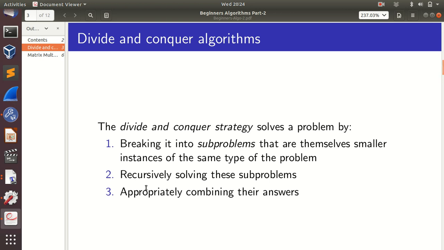And then you recursively try to solve these problems. You take those sub problems, again divide them into further smaller problems, and you continue until you hit some base case where you can directly compute the answer. And then when you get the answers for the smaller sub problems, you appropriately combine them and get the answer for the original problem. And the sub problems we are dealing with are exactly the same type of problem as the original problem.